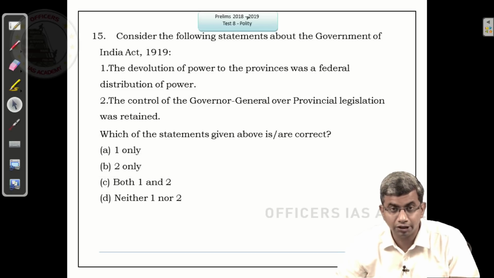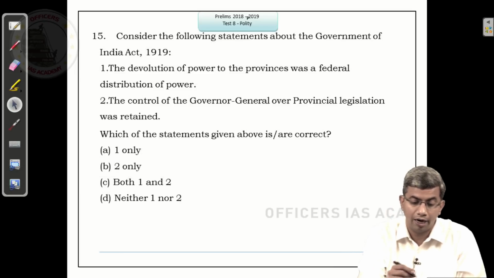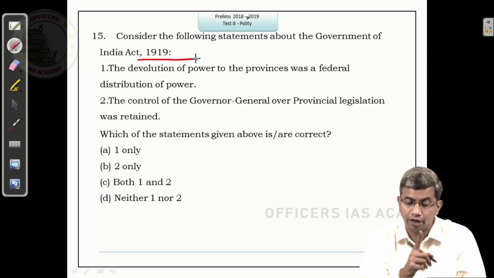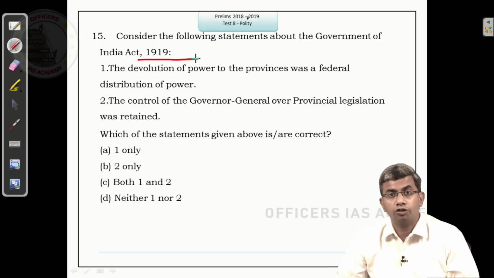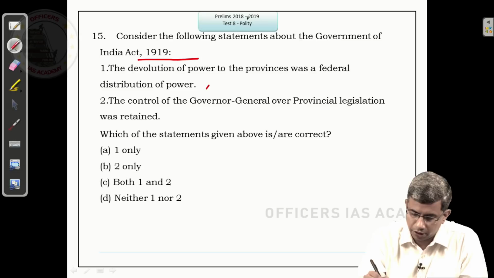So, what does the first statement say? The devolution of power to the provinces was a federal distribution of power under the Government of India Act 1919. No, it was a federal relationship and distribution of power under the Government of India Act 1935. So, the first statement is wrong.